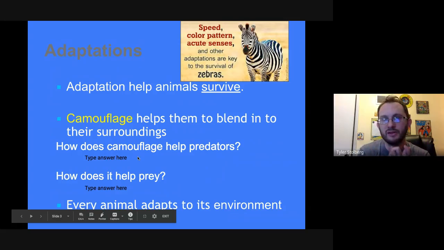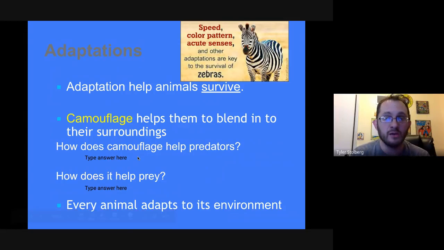So remember, predators are the animals that do the hunting. Prey are the animals that get hunted. Every animal adapts to its environment. That's how these animals are able to survive in that environment. If they didn't adapt to this environment, guess what? They wouldn't be there anymore. They get eaten. So animals have to adapt to survive where they live.